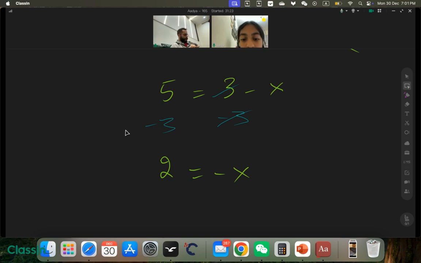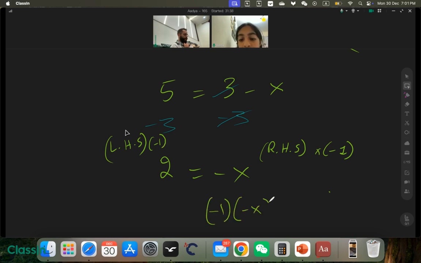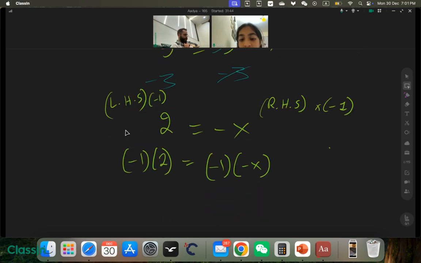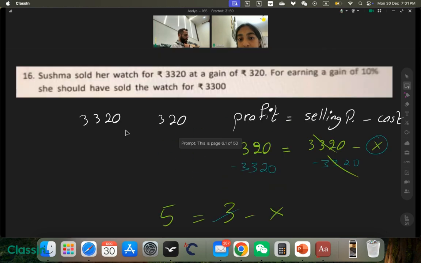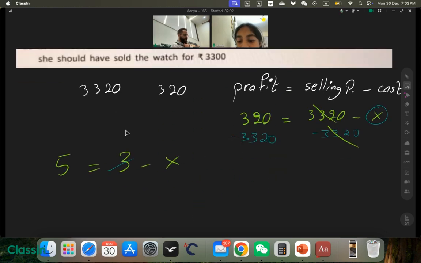You multiply the right-hand side by minus 1 and you multiply the left-hand side by minus 1. So what do you end up with? Minus 1 into minus x is equal to minus 1 into 2. So minus into minus x gives plus x, and minus into plus 2 gives minus 2. So x is equal to minus 2. You get it? Okay. So can you please do this one? Nothing has changed. It's the same thing, just bigger numbers.